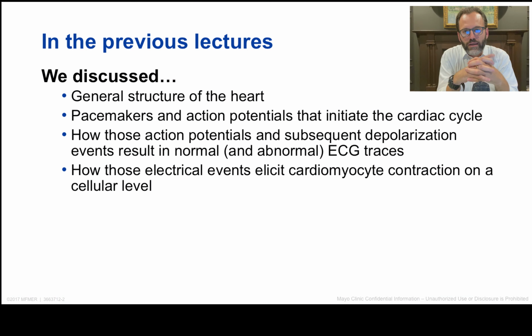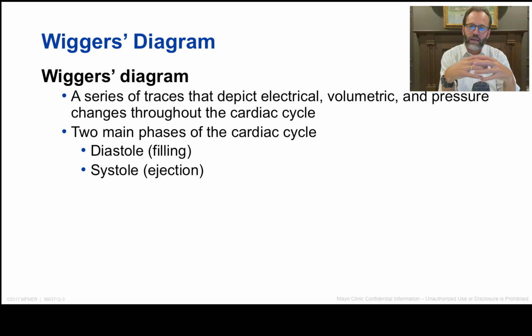So in previous lectures leading up to today's lecture, we've largely discussed the general structure of the heart, so overall gross anatomy, the pacemakers and action potentials that initiate the cardiac cycle, how those potentials and subsequent depolarization events within cardiomyocytes result in normal and abnormal electrocardiographic changes, and then finally, how those electrical events elicit cardiomyocyte contraction on a cellular level.